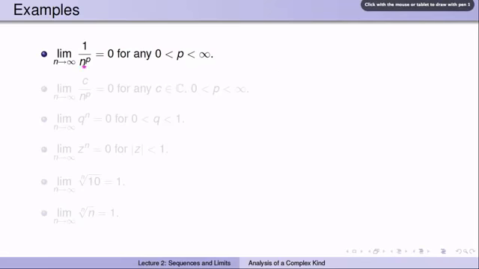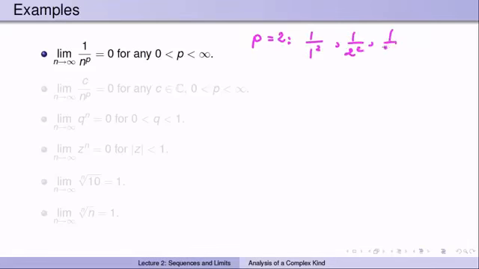Another example is the sequence 1 over n to some power p. And p can be anything. It can be 2, 3, 4, it can be 1/2. So for example, when p is equal to 2, the sequence we'd be looking at would be 1 over 1 squared, 1 over 2 squared, 1 over 3 squared, and so forth. So 1, 1/4, 1/9, that sequence converges to 0, but also when p is equal to 1/2.